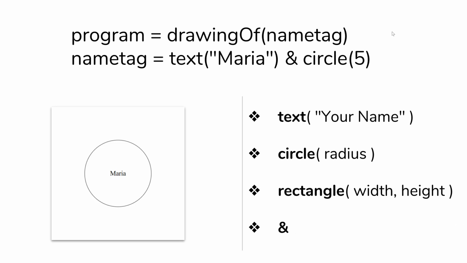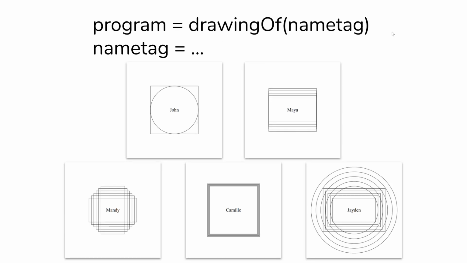And finally, an interesting name tag would put together more than one of these shapes. The and sign, which you type with Shift and 7, lets you combine several pictures together. And just says, take these two pictures and produce a picture by laying one on top of the other. In your name tag, put together text, circles, and rectangles in whatever pattern you like. Take a look at these examples for inspiration. Every one of these programs was built out of text, circles, and rectangles combined using that AND operator.